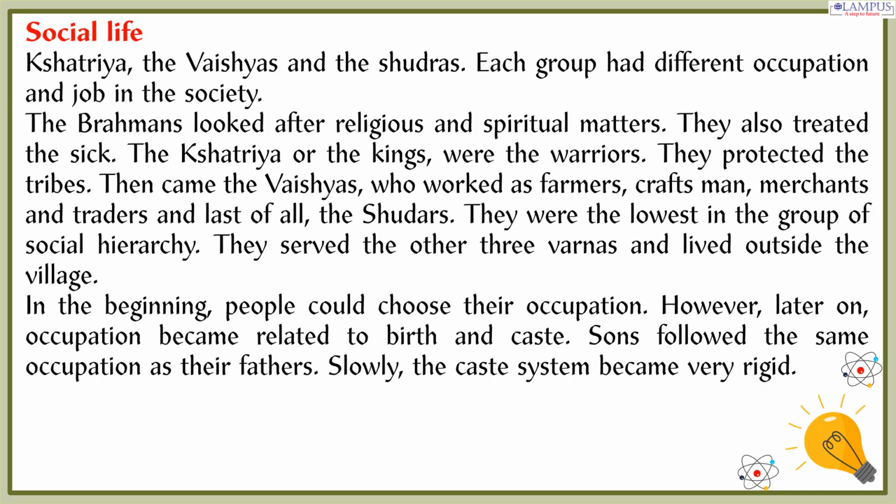Social life. The Aryan society was divided into four main groups or varnas, or classes: the Brahmans, the Kshatriyas, the Vaishyas and the Shudras. Each group had a different occupation and job in society. The Brahmans looked after religious and spiritual matters. They also treated the sick. The Kshatriyas or the kings were the warriors.